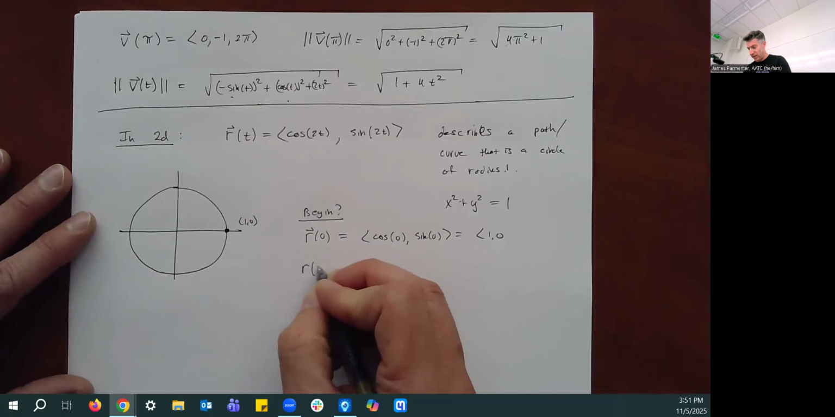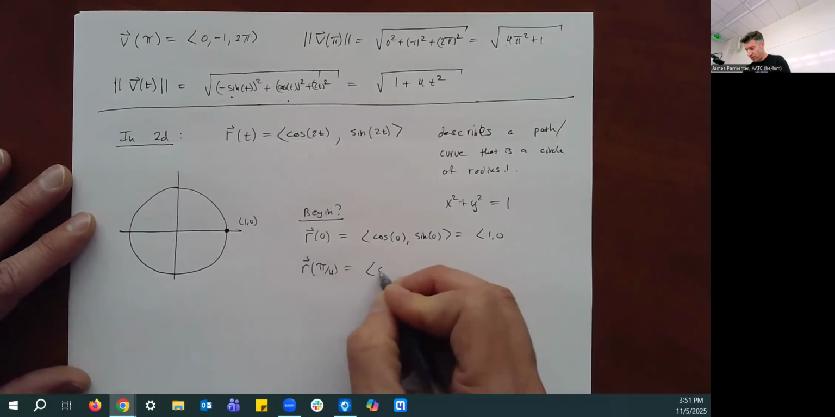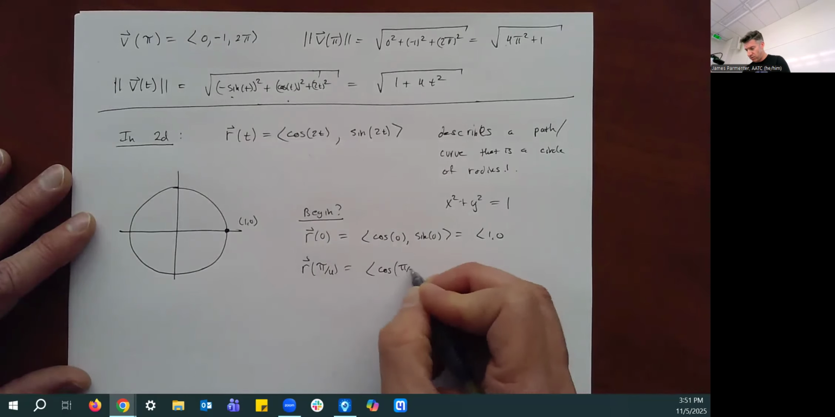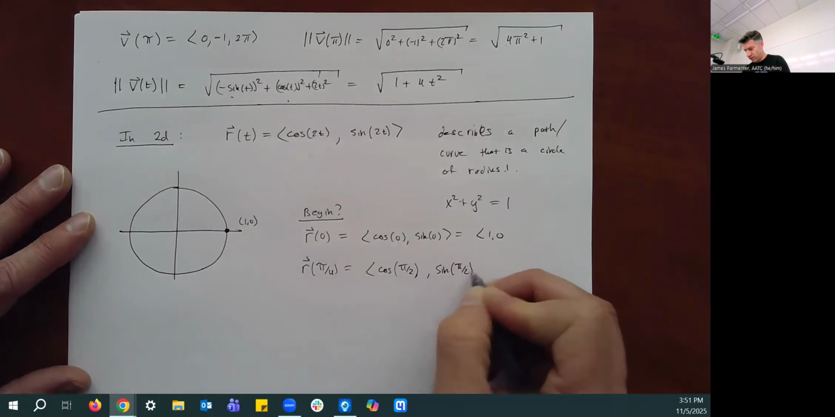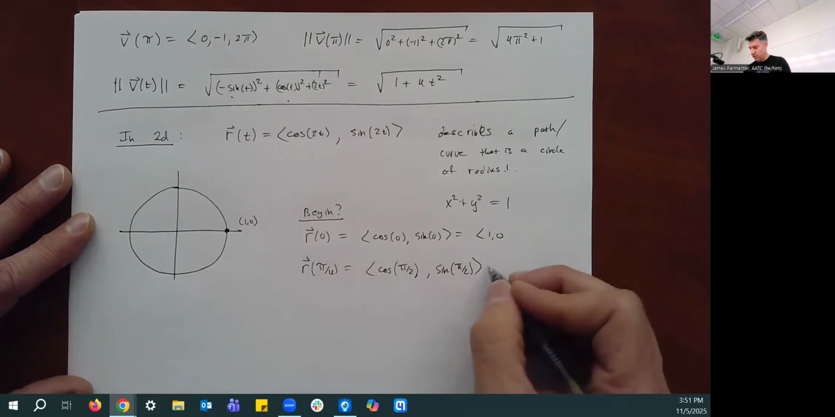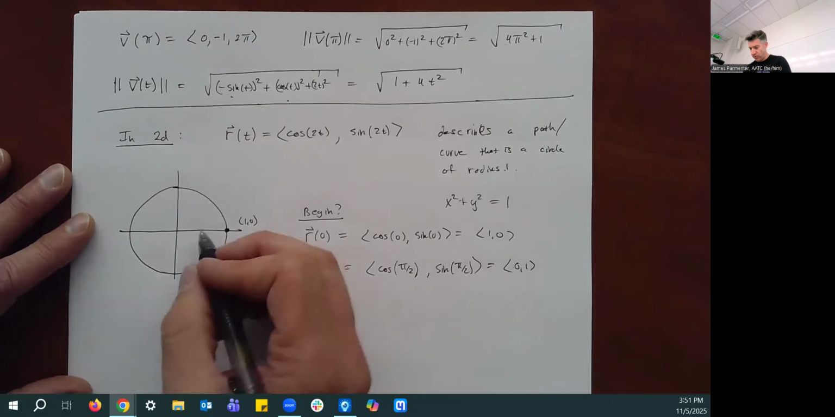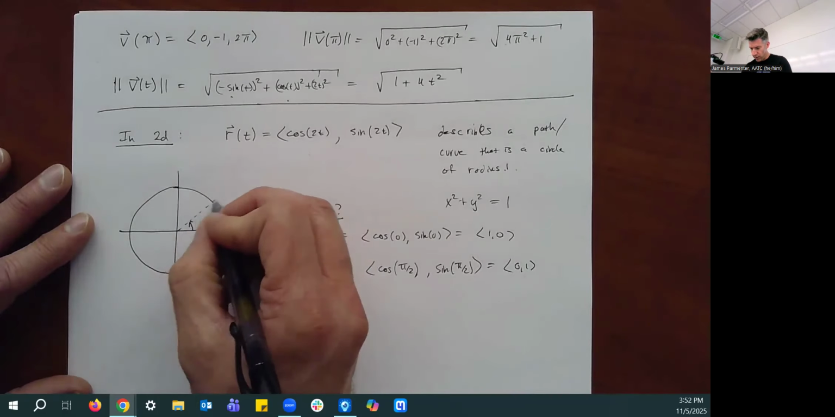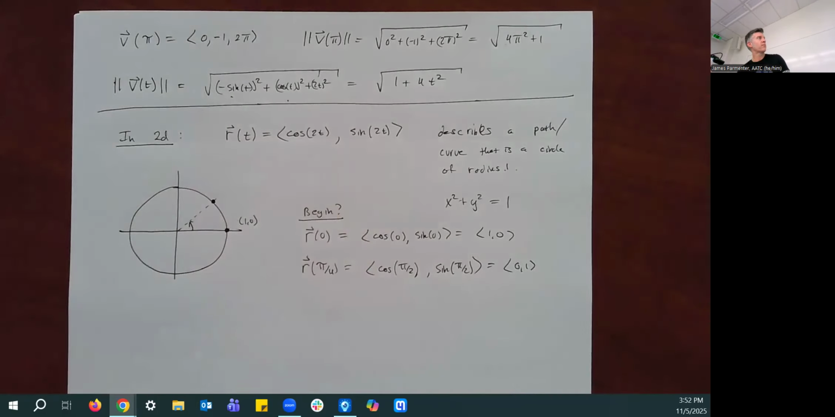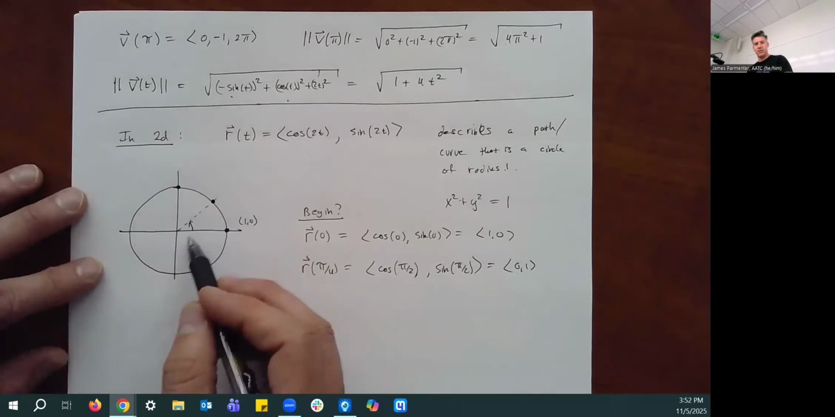So if we look at maybe the next interesting angle, which is pi over 4, we're going to get cosine of 2 times pi over 4 and sine of 2 times pi over 4, which is cosine of pi over 2 and sine of pi over 2. That's going to be 0, 1. So as the angle increases, as we go up this way, we're going to end up right there.